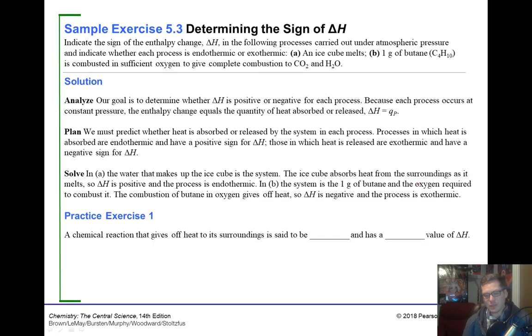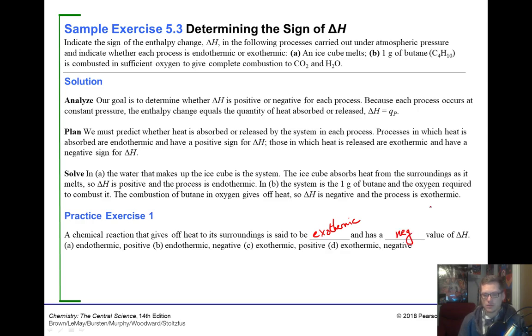Just about. A chemical reaction that gives off heat to its surroundings is said to be exothermic, and has a negative value of delta H. So it'd be D. Very good.